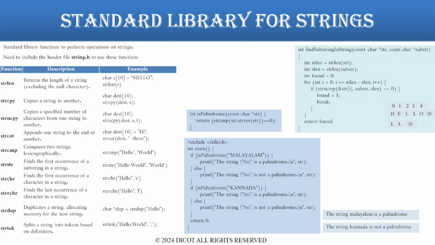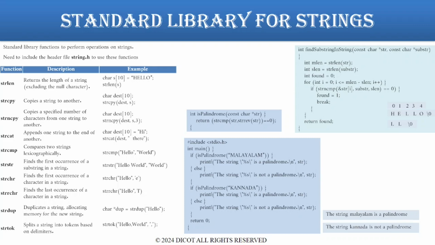Then what happens? str of i will point to h and the substring has ll. So the first character of the substring is l. l is compared with h. They do not match, so the loop continues. Then i points to e. Again, e is compared with l, the first character of the substring. They do not match. In the next iteration, i becomes 2.